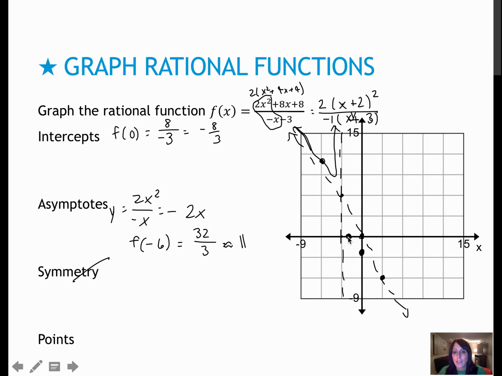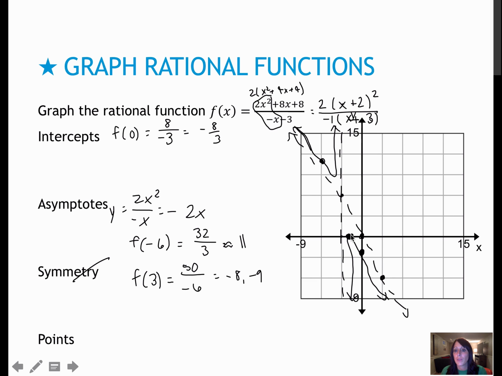I know down here I've got something going on because I've got these 2 points. I'm guessing it's going to look like this. Again, I could be more exact by plugging in more points. Then I want to see what happens if I plug in, say, 3. So let's find f of 3. 3 plus 2 is 5, 5 squared is 25, times 2 is 50. 3 plus 3 is 6, times negative 1, that's negative 6. So 50 divided by negative 6 is close to negative 8 or negative 9, somewhere in there.